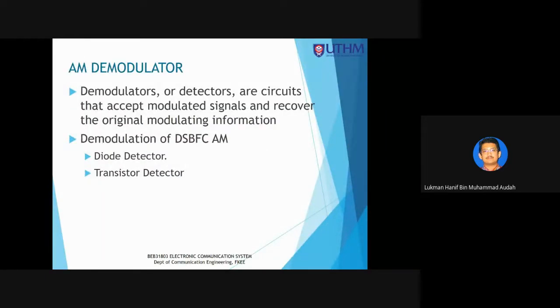AM demodulator. Okay, so we move to the demodulator side. Tadi kita dah lihat modulator. Modulator ni dia terletak pada transmitter. Tadi yang kita belajar, macam mana nak hasilkan double sideband full carrier, double sideband suppressed carrier, and then single sideband.